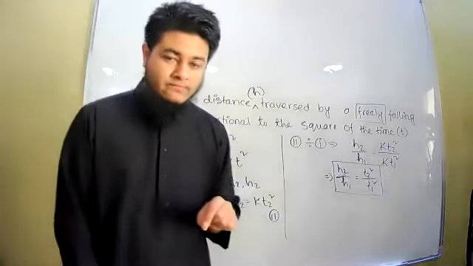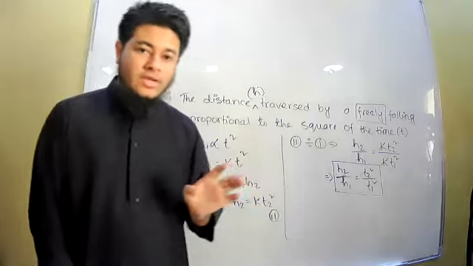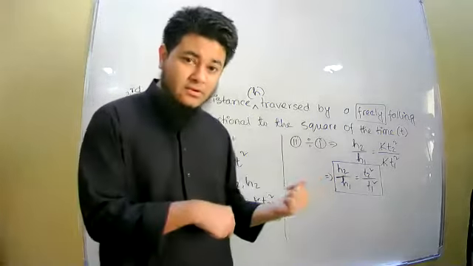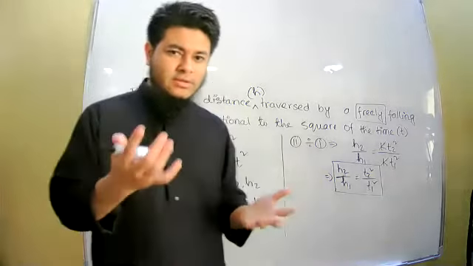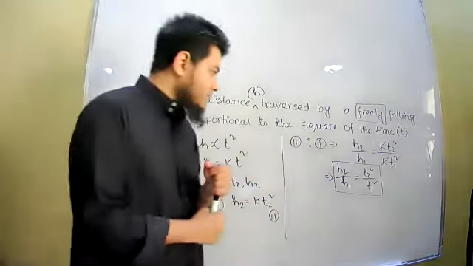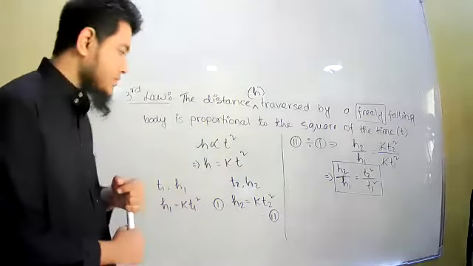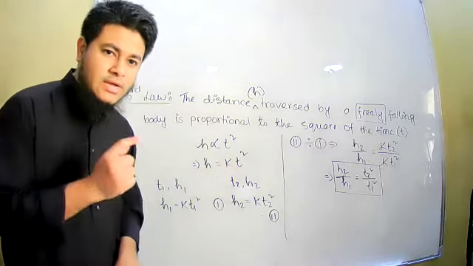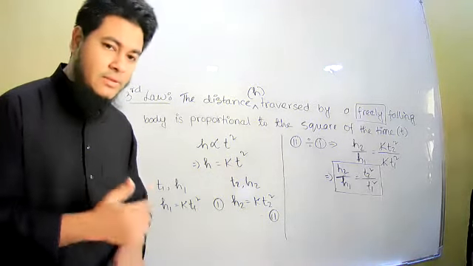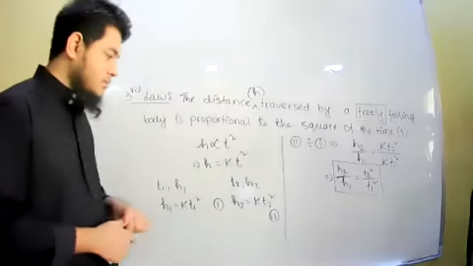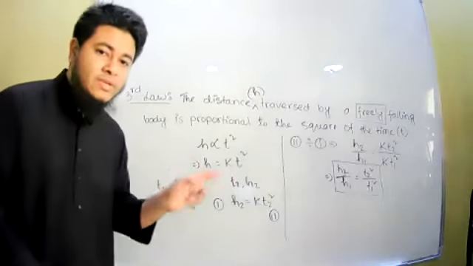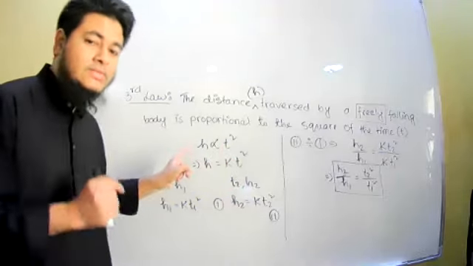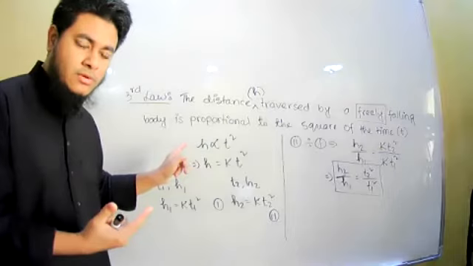Now, what does this mean? Previously, we saw that when the time became double, the velocity became double. Is it the same case here also? Can anybody tell me? Let me see who can answer this question. If the time becomes double, how much will the distance covered become? I will tell you the question again. If t becomes double, how much will the distance covered become? Will it also become double?